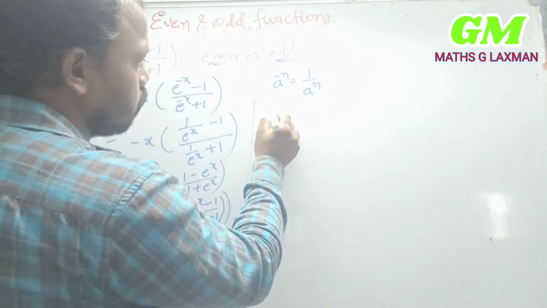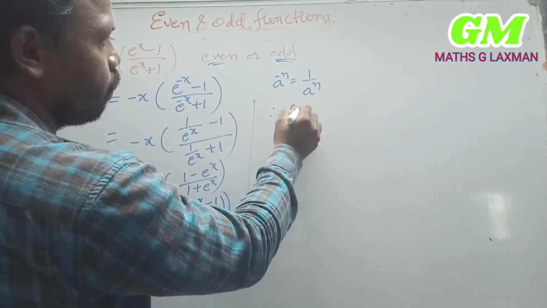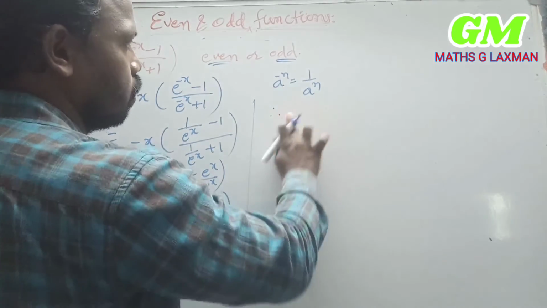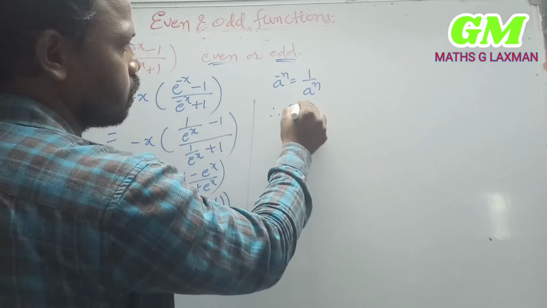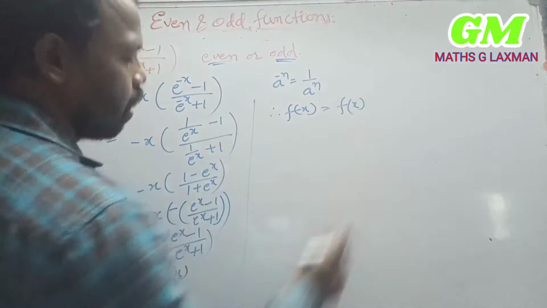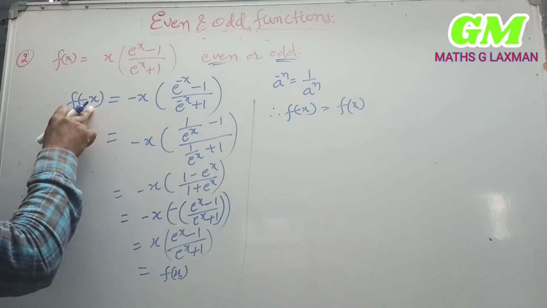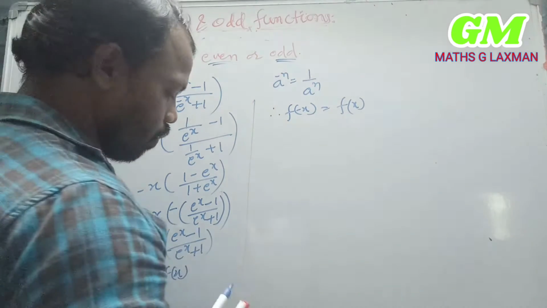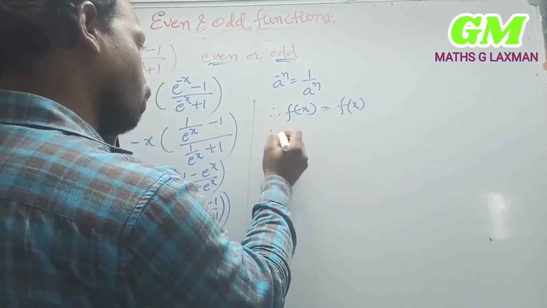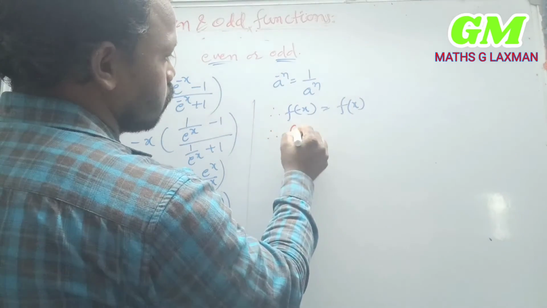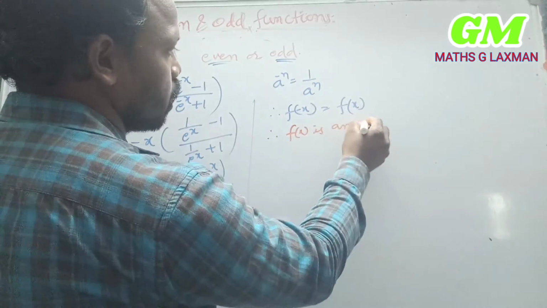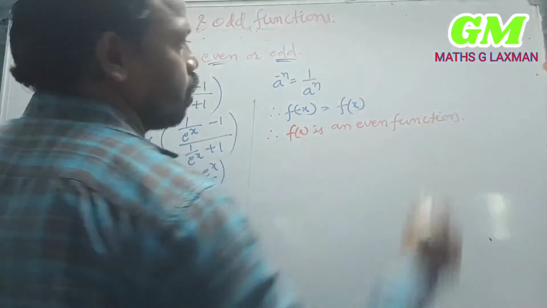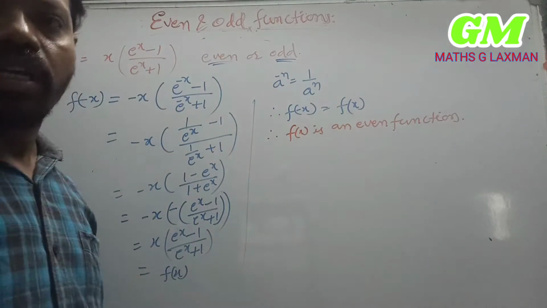Therefore f of minus x, which is equal to what we got here, f of x. So we took minus x, but finally we got f of x. So therefore what kind of function is it? Even function. So f of x is an even function. So we'll see one more example.